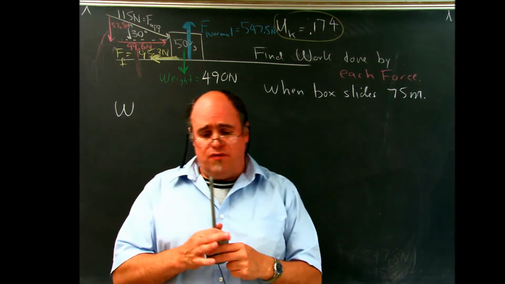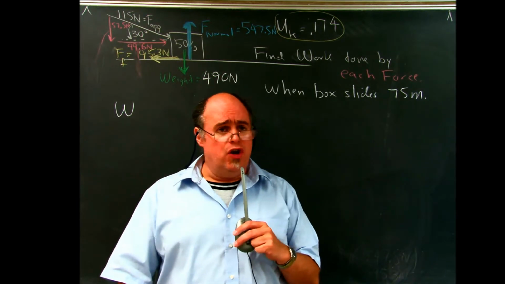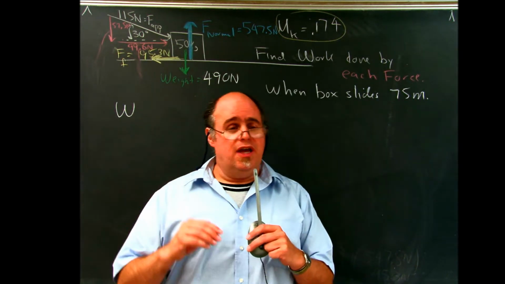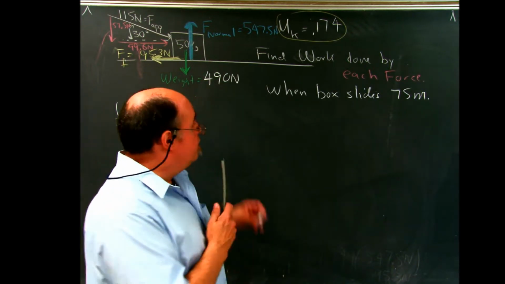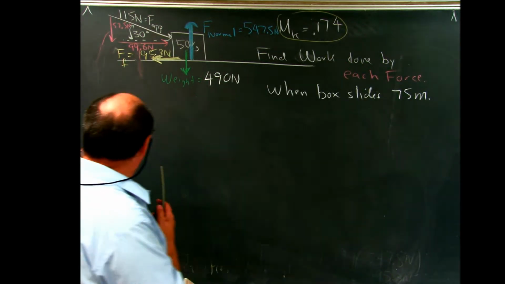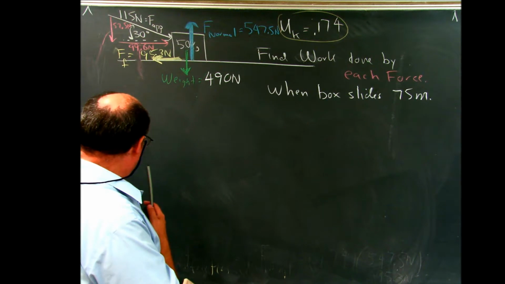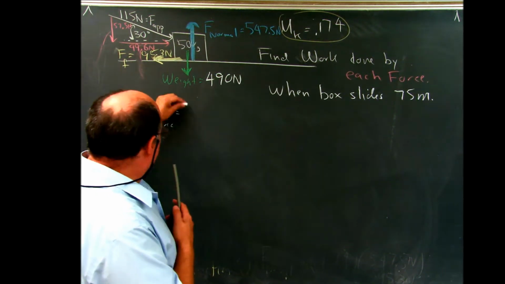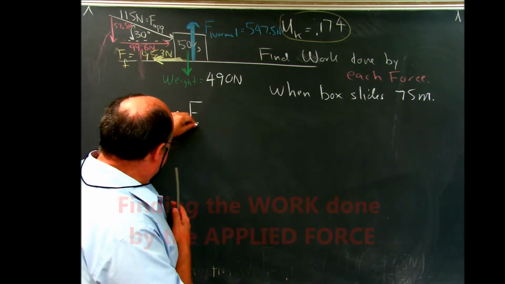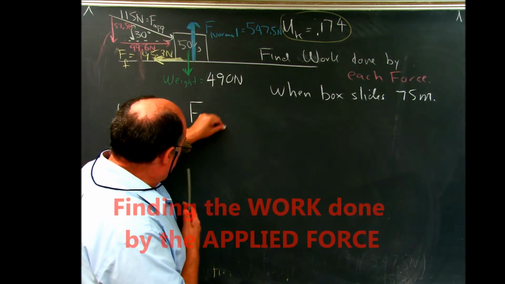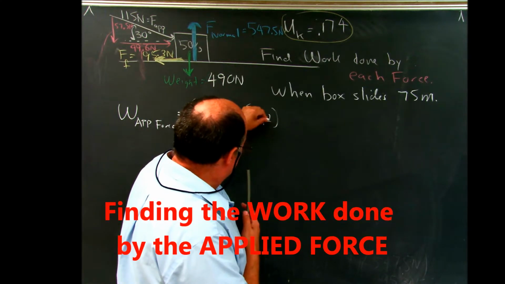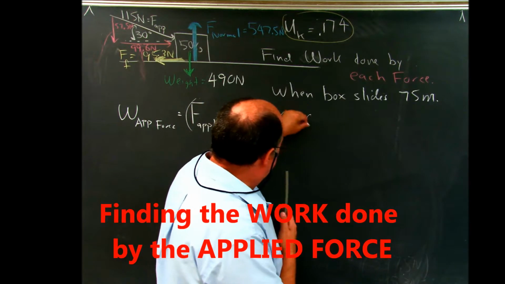Because of the definition of work, you definitely need the object to be moving. So I can't just say there are all these forces; I have to figure out how far it's moving. To figure out the work on this one, I'll say the work done by the applied force is going to equal the force applied times the distance times the cosine of the angle.